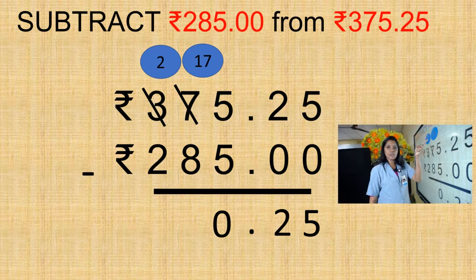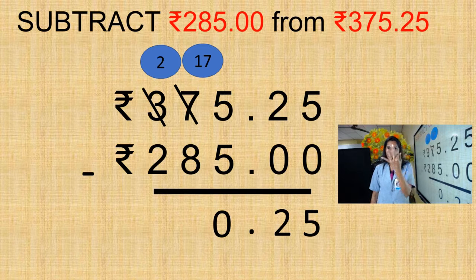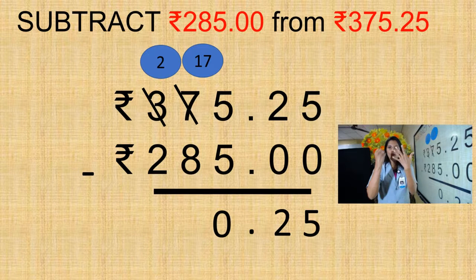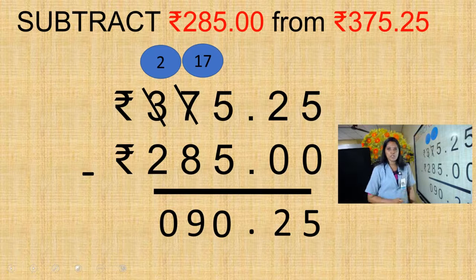How will you subtract? Do you know subtraction? Close your fingers and count from 8 to 17. After 8, 9, 10, 11, 12, 13, 14, 15, 16, 17. How much did you get? You got 9. See? 9. What about this side? Here we have cancelled 3 and we have written 2. What is 2 minus 2? It is 0. So you got the answer.